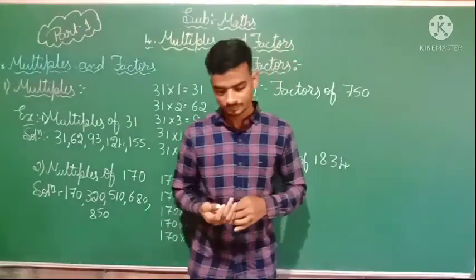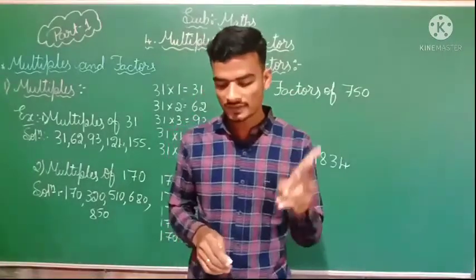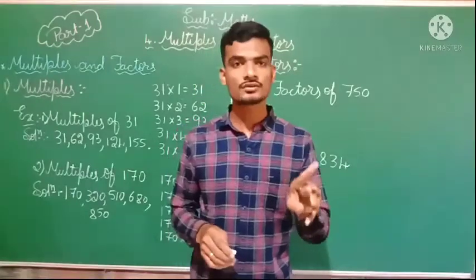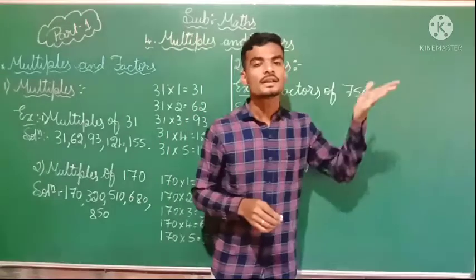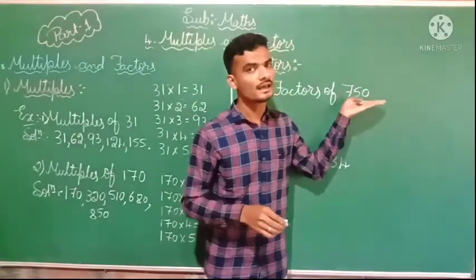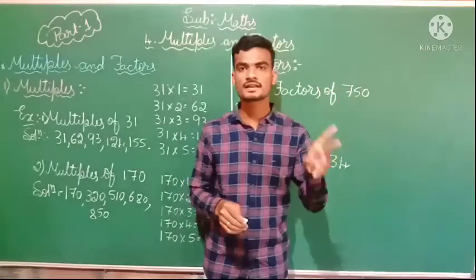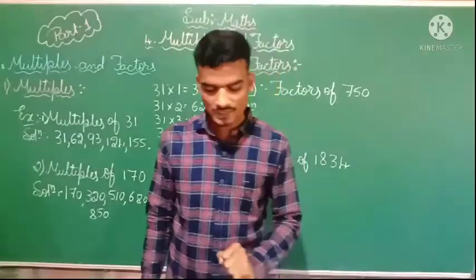Then every number except 1 has at least 2 factors, that is 1 and the number itself. Every number is going to have 2 factors. That is because it is going to multiply with 1 and with the number itself. So we will find that 2 factors are compulsory. So this is about the factors.